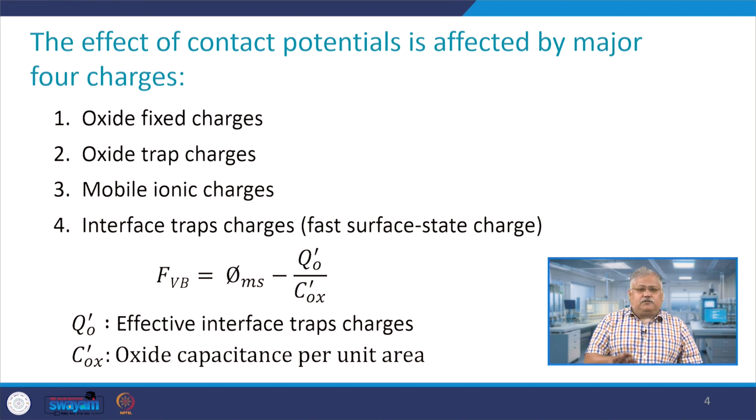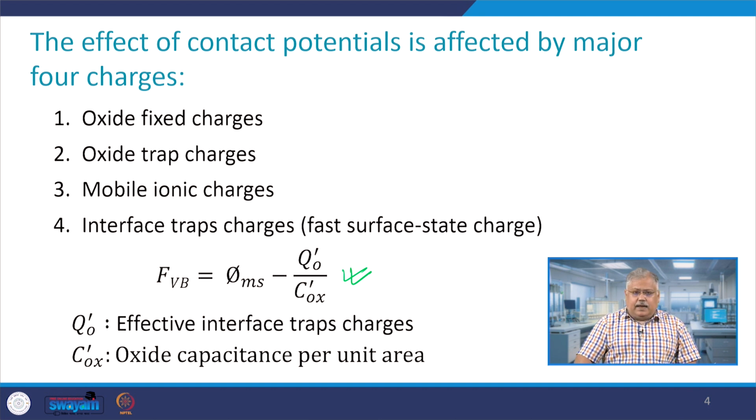Now, as I discussed with you, these four, 1 2 3 4, are the trap charges. If you look at this VFB, it is given by phi ms minus Q0 prime by Cox prime. We have already done this point, I will not repeat it. Q0 prime is the effective interface trap charges per unit area, and Cox prime is the oxide capacitance per unit area. So, you see, the higher the value of Q0 prime, the effective interface trap charges, the smaller will be the value of VFB, the flat band voltage.